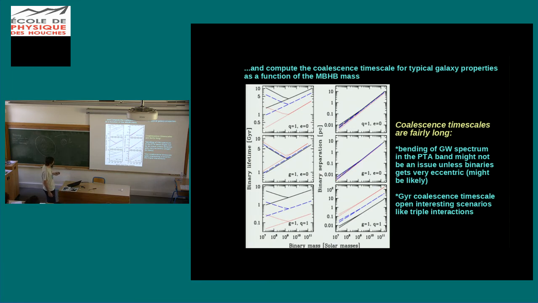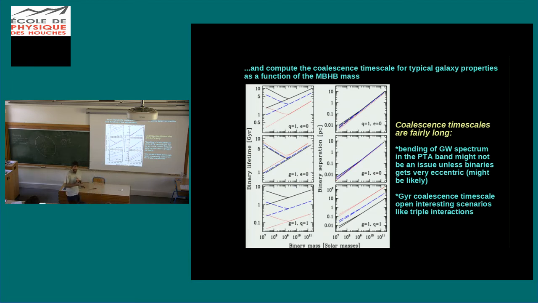So you see here, this is for different eccentricities, if the binary is very eccentric, your typical merger timescale decreases by almost 2 orders of magnitude. So if you can drive efficiently the eccentricity of a binary, you can actually make it merge quite quickly.